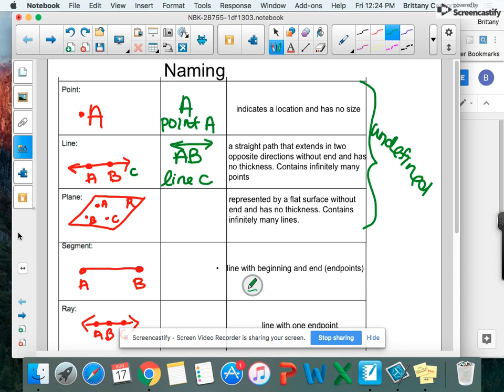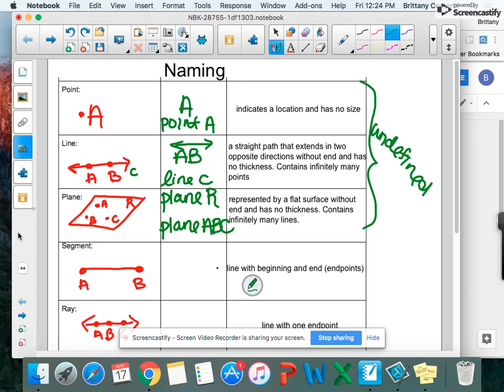For a plane, that's a flat surface without end and has no thickness, and that has infinitely many lines in it. To name a plane, we can write the word plane and use the capital script letter, so plane R, or we can use 3 points that lie in the plane that are not collinear, and we'll talk about what collinear means here shortly.